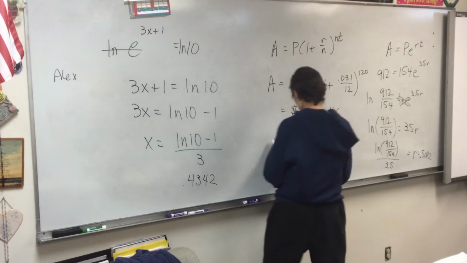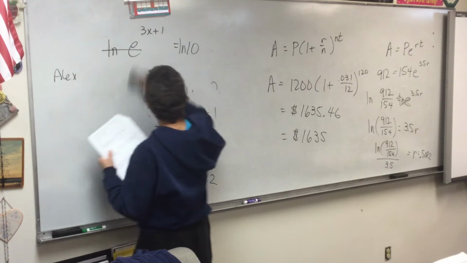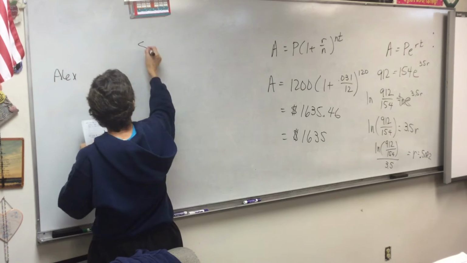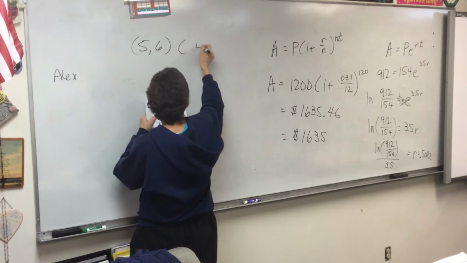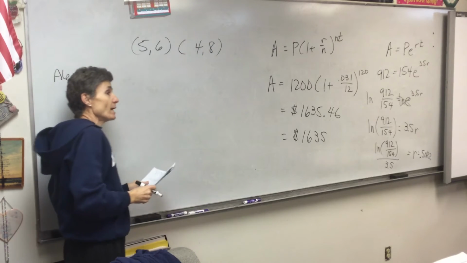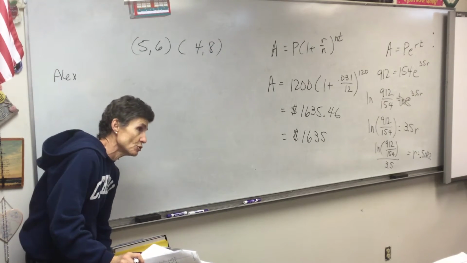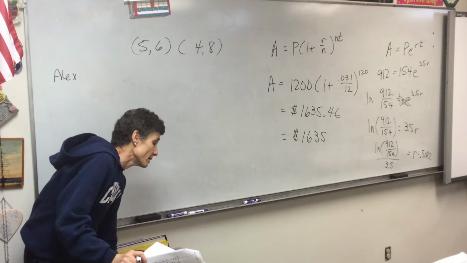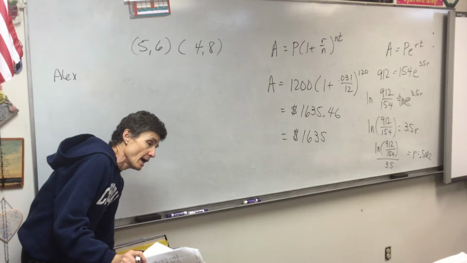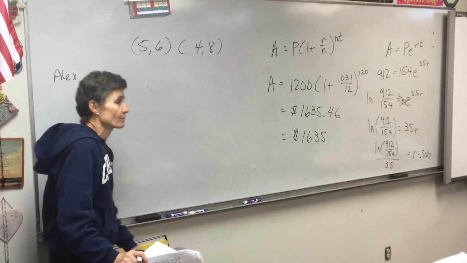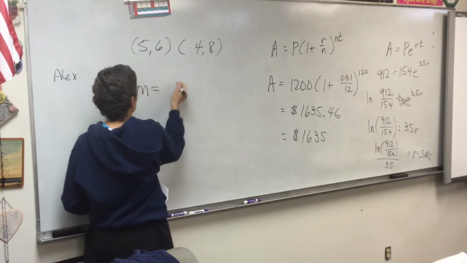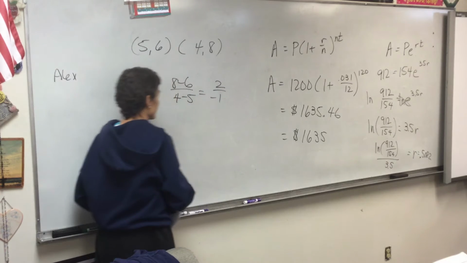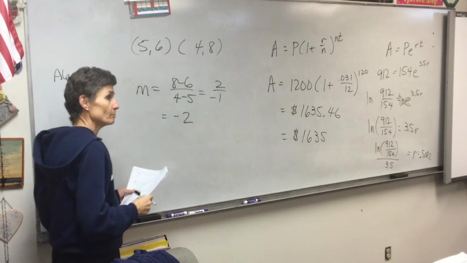All right, write the equation of the line through these 2 points. Now, there are going to be some problems that you're going to find hard. This should not be one of them. How do we write the equation of a line? We find the slope. So the slope is 8 minus 6 over 4 minus 5. So -2 for my slope.